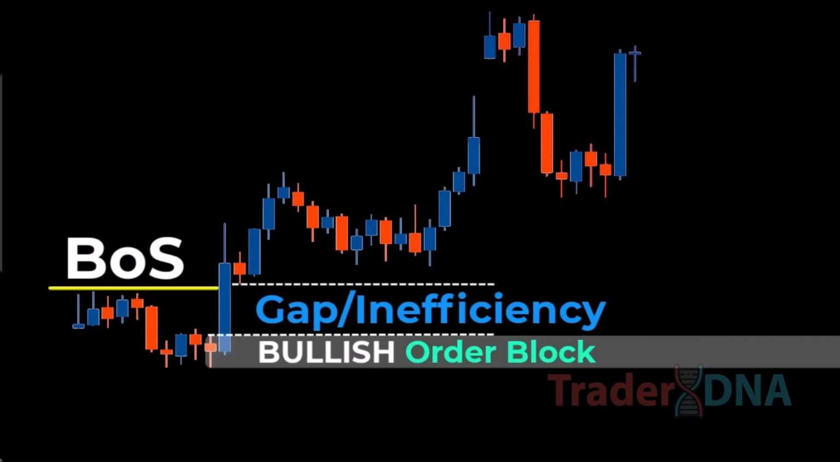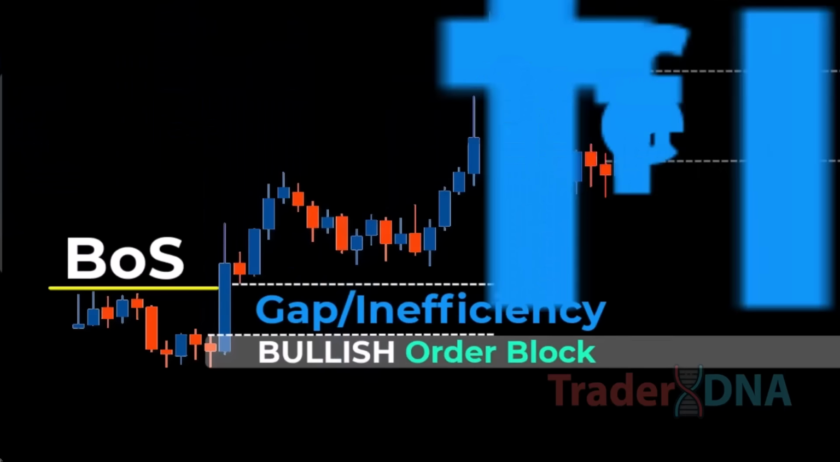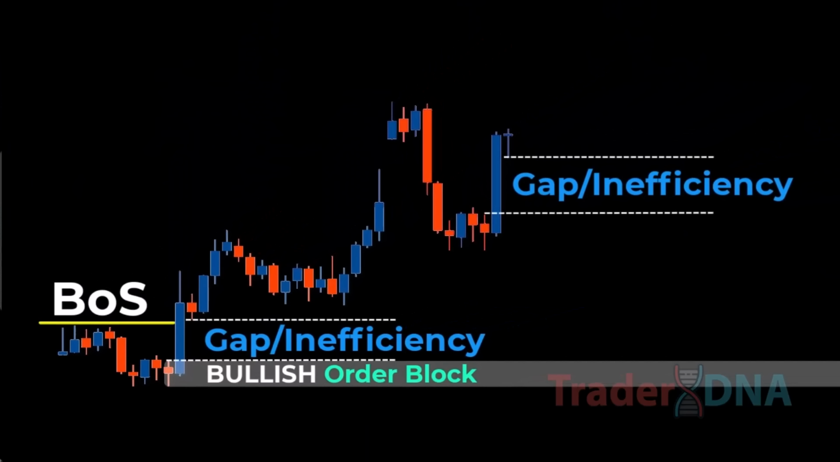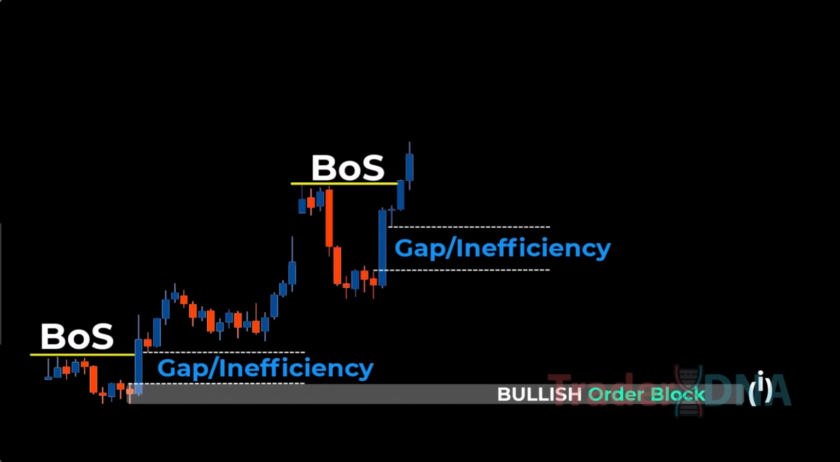Same thing here. Another powerful upward move. Another clear inefficiency. And then price pushes up again, forming higher highs, a break of structure. That confirmation locks it in. Now we can confidently draw that second valid order block.